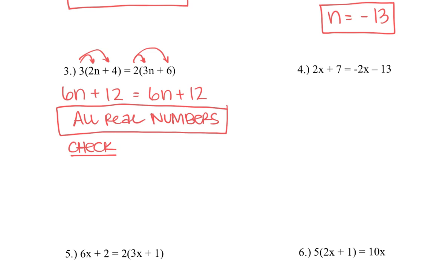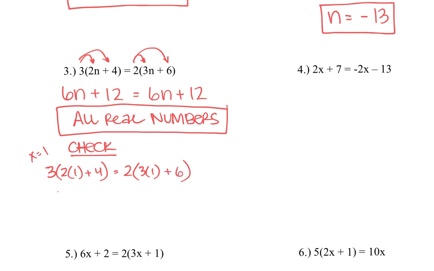You're just making it harder for yourself than it needs to be. I oftentimes will pick 1. So in this problem, I would go back to the original: 3 and then in parentheses, 2 times 1 plus 4. On the other side, 2 and then in parentheses, 3 times 1, because whatever I picked for n, I've got to keep it the same on both sides, plus 6.